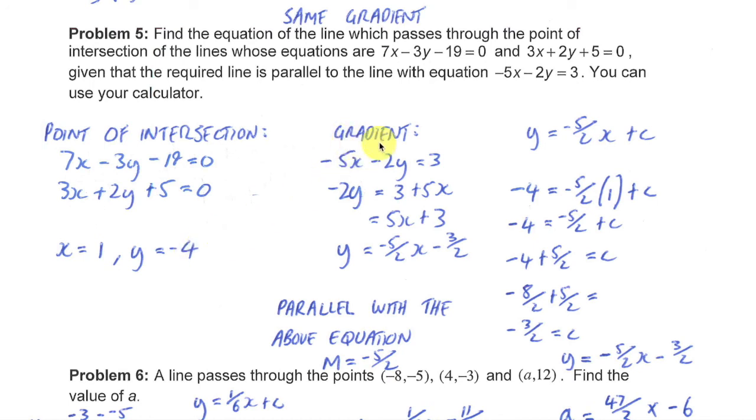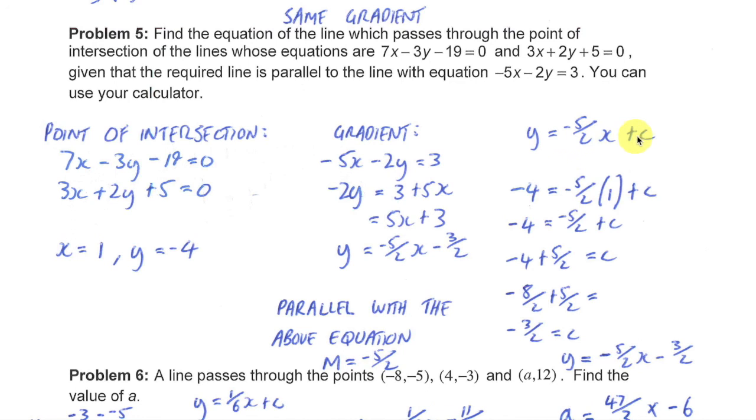I now want to work out the gradient because it's going to be parallel with this line, but I can't tell what the gradient is when it's in that format. So I'm going to start with that format and then manipulate it so it's in the format y equals mx plus c. I do that, and you can see that the gradient is negative 5 on 2. So if it's parallel with that, then it's going to have a gradient of negative 5 on 2 itself.